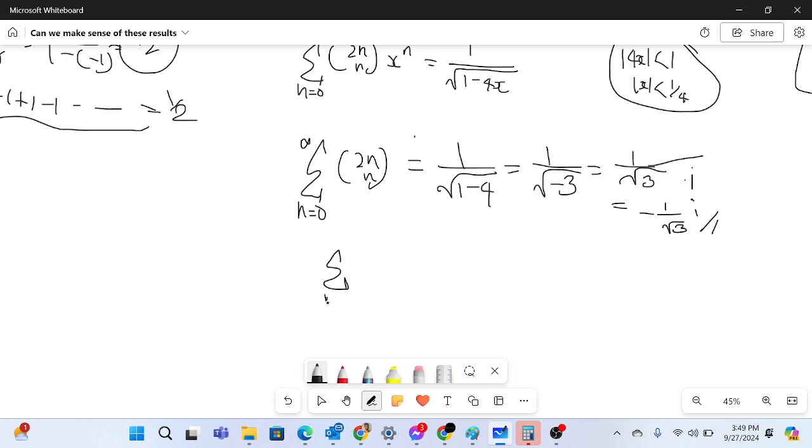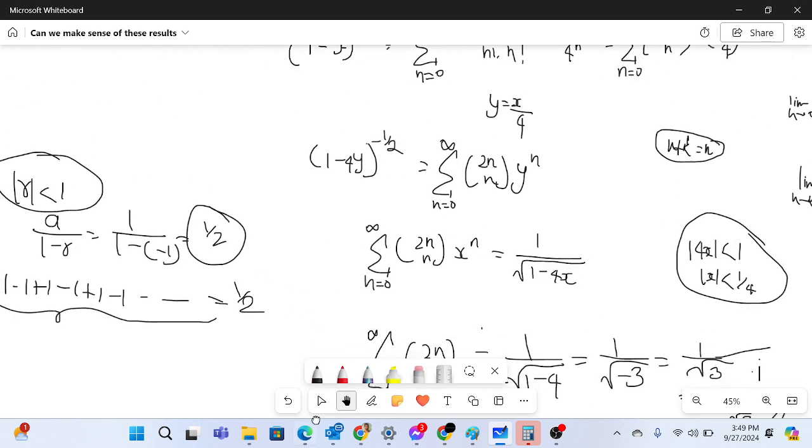Okay, now again, next one is the sum from n equals 0 to infinity of (2n choose n). If you just substitute x as minus 1, to the power n, that will be 1 by square root of 1 plus 4, that will be 1 by square root of 5. And that's how we got the other answer.